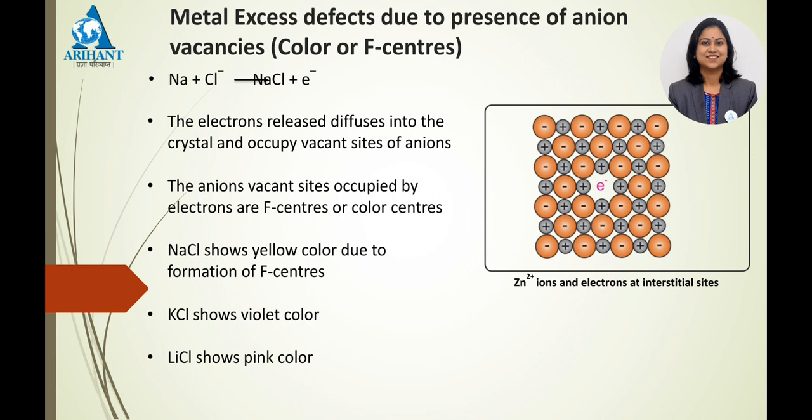Students, observe the diagram. You can see one electron at the center. So that is called as F center, which is responsible for color. The electrons released diffuse into the crystal, and this electron occupies the vacant sites of anions. The anions' vacant sites occupied by electrons are F centers or color centers.